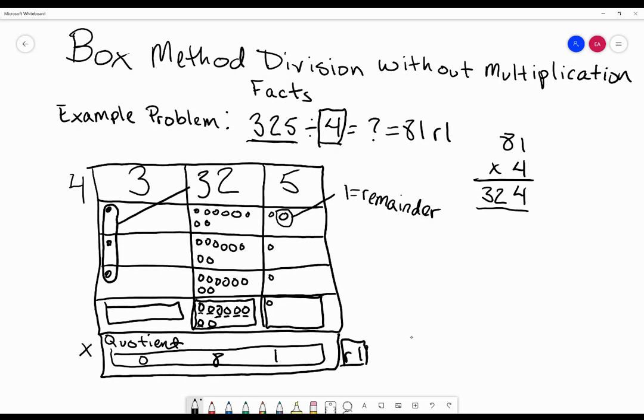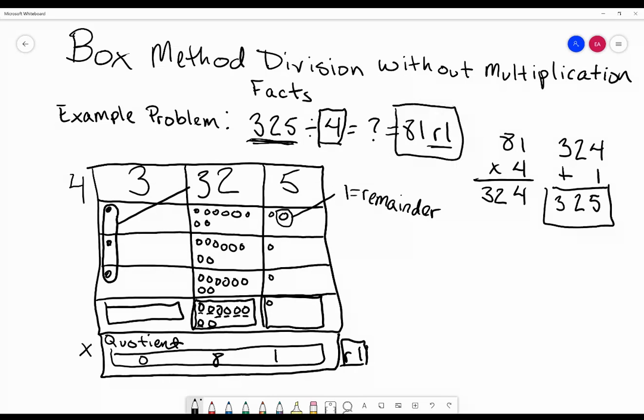So we include this remainder so that when we check our work, after we multiply, we take our answer, 324, and we add what was left over, which was 1. We have 4 plus 1, which is 5, 2 plus nothing, which is 2, and 3 plus nothing, which is 3. And now we have a number equal to our dividend, which means our answer of 81 with a remainder of 1 is the correct quotient.